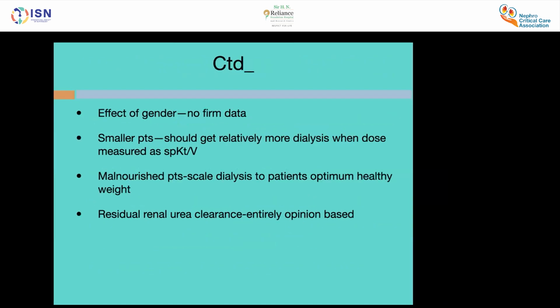The effect of gender on the chronic hemodialysis dose: there's no firm data. The smaller patient should get relatively more dialysis when dose is measured in terms of single pool Kt/V. Malnourished patients should scale dialysis to the patient's optimum healthy weight. The residual renal urea clearance is entirely opinion based.